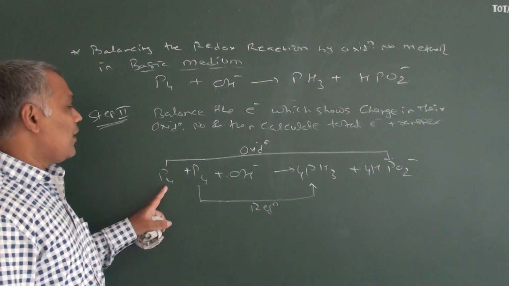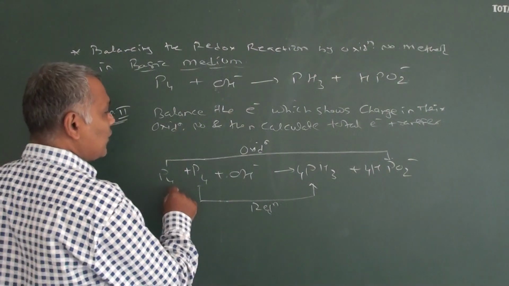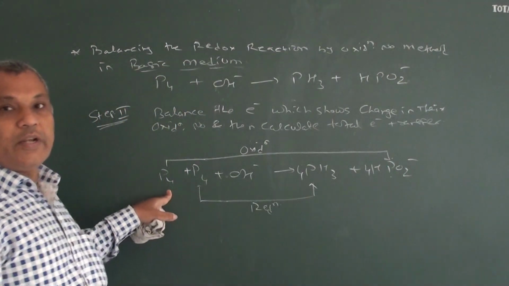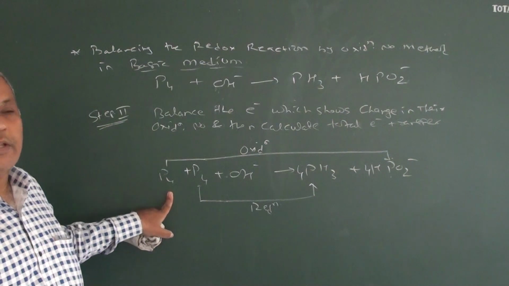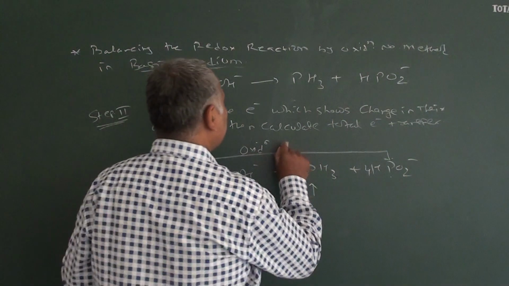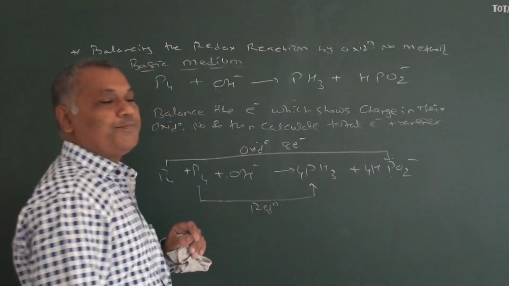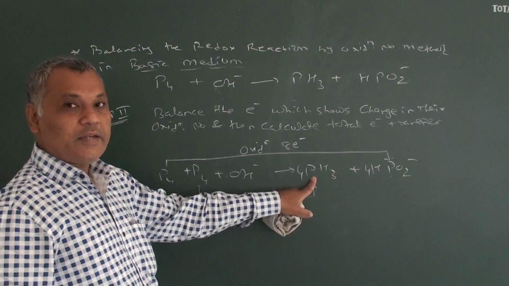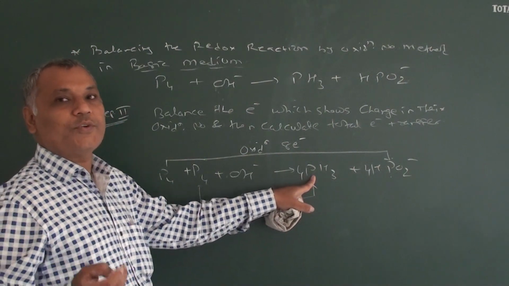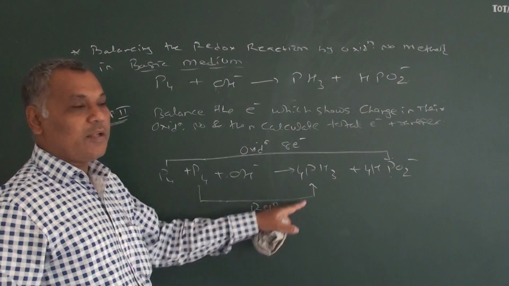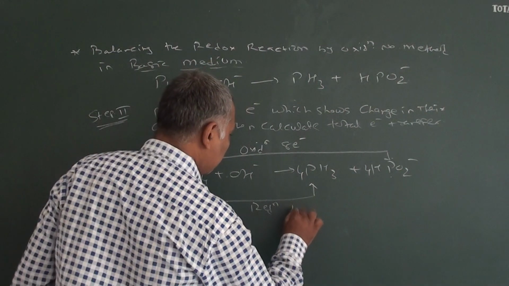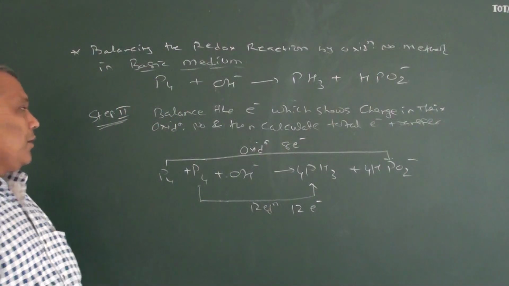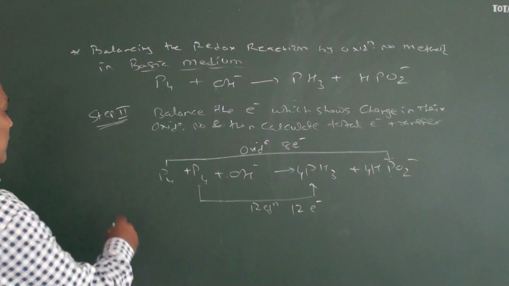And the second now, electron transfer. This was 0, this was +2. So 0 to +2 means 2 electron transfer. How many phosphorus are there? 4. So that means 8 electron transfer. Similarly, 0 to -3. Each phosphorus transfers 3 electrons. How many are there? 4. So that means 12 electron transfer. That is your second step. Step 3.